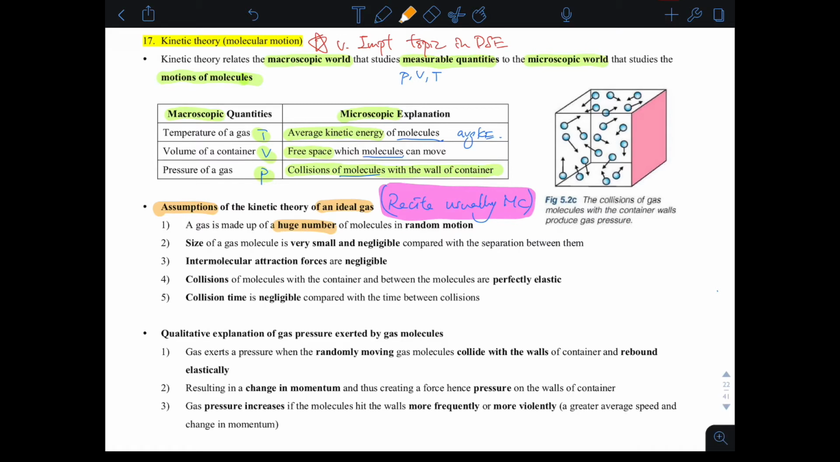Firstly, we assume that the ideal gas has a huge number of molecules moving in random motion, so you would not just talk about 10 molecules, but billions of molecules. Next, the size of the molecules is very small and negligible when compared with the container. So the container is very big, while a molecule is just a very tiny point here. Next, the intermolecular attractive forces are negligible. This results in the gas not condensing even at very low temperature.